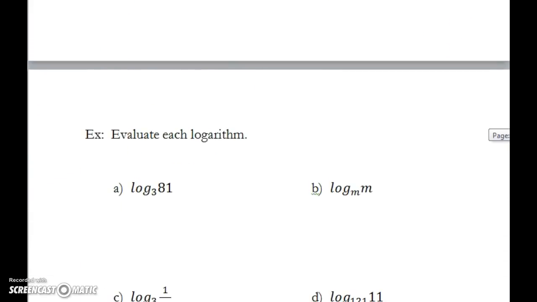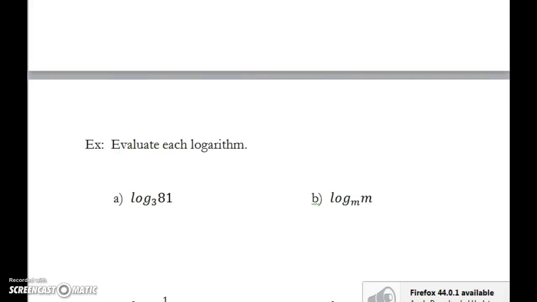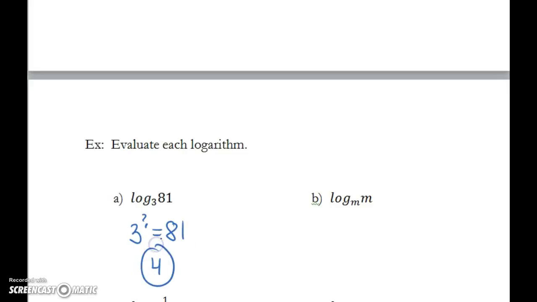Our last set of examples says let's evaluate each logarithm. Now again, a log is equal to an exponent. So what we are doing in each of these problems is looking for the exponent on the base that gives us that answer, the argument. So we're asking ourselves 3 to what power is 81? And that is 3 to the 4th power. Here we're asking ourselves m to what power equals m? m to the 1st power.